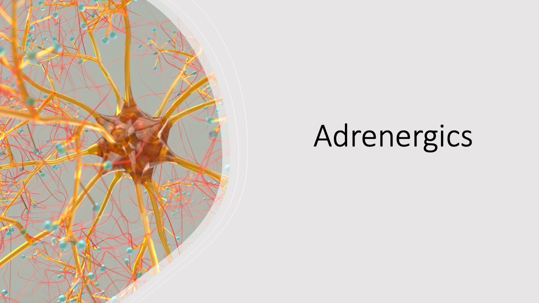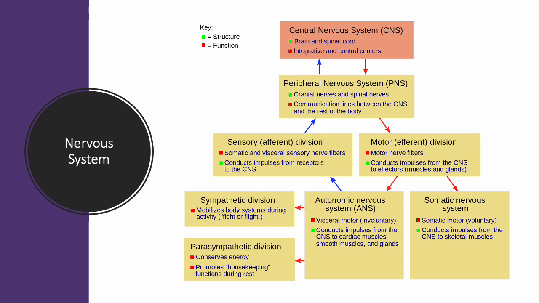This is your lecture on adrenergics. I'm going to do a brief overview, but this should all be content that you are familiar with from physiology. So we do have our central nervous system and our peripheral nervous system. Our central nervous system is comprised of the brain and spinal cord, and then our peripheral nervous system is further divided by two divisions. We have our somatic and autonomic.